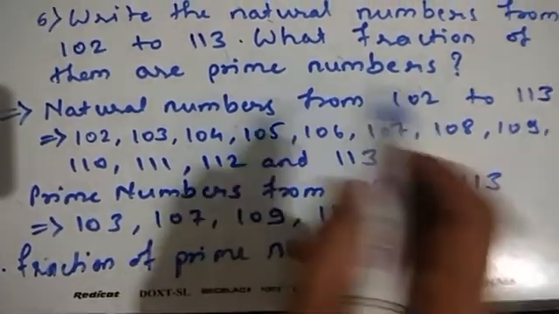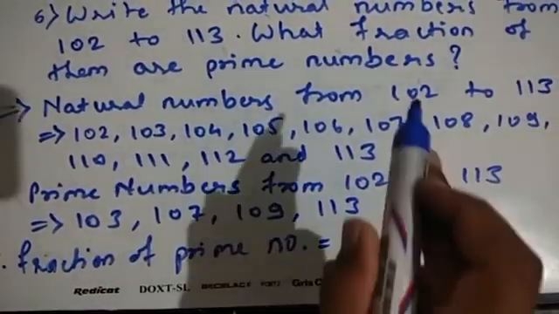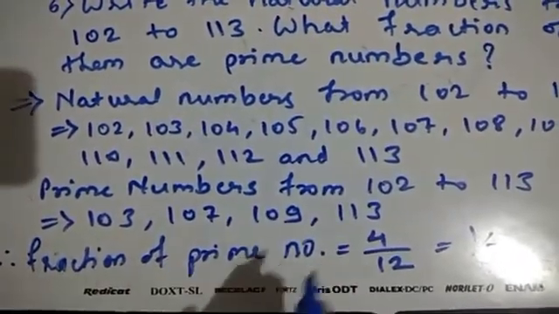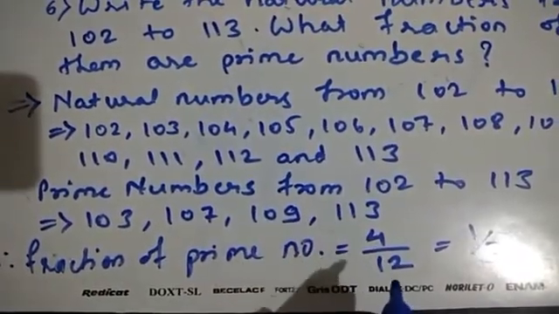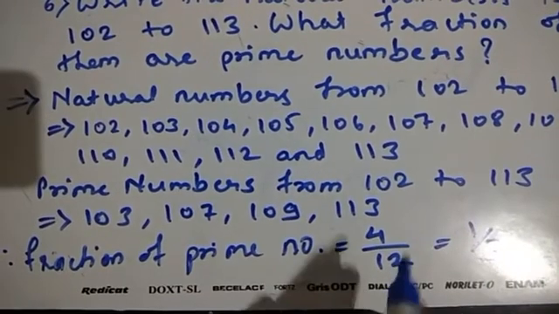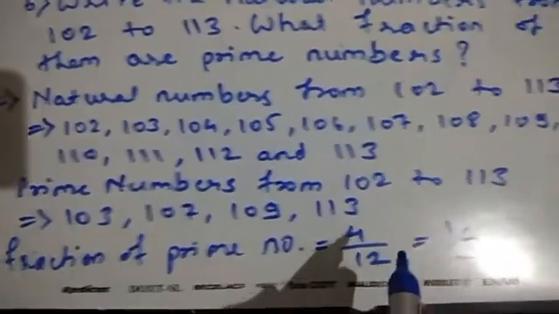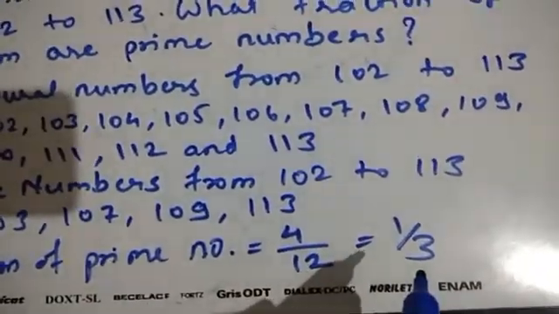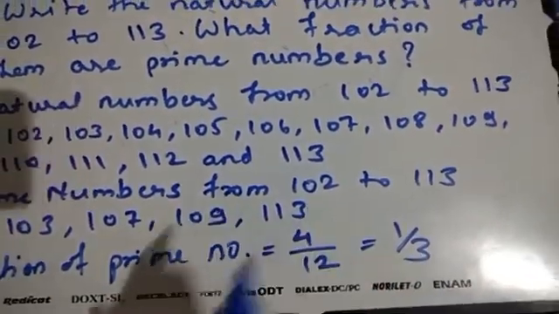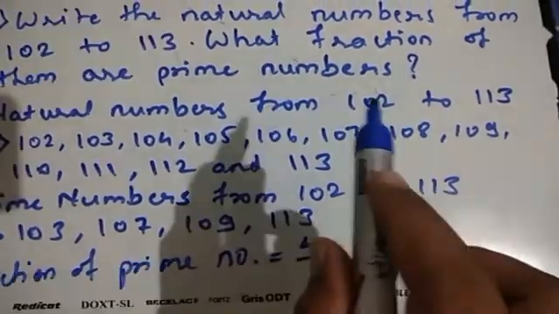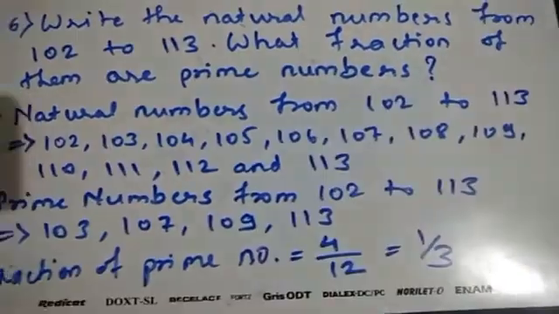And in total we have 12 numbers here, from 102 to 113. Therefore, the fraction of prime numbers is equal to 4 divided by 12, as the total numbers are 12 and the prime numbers are 4. Therefore, 4 upon 12 we can write as 1 upon 3. Therefore, 1 upon 3 is the answer: 1 upon 3 of the numbers from 102 to 113 are prime.